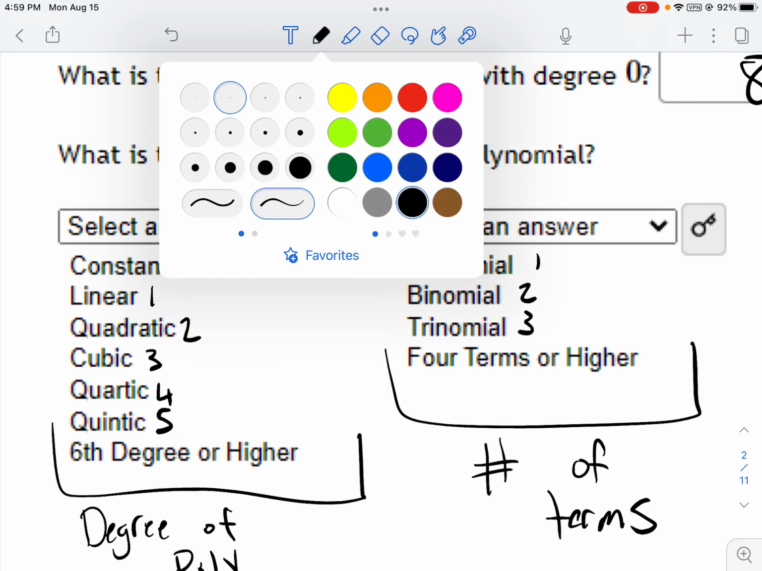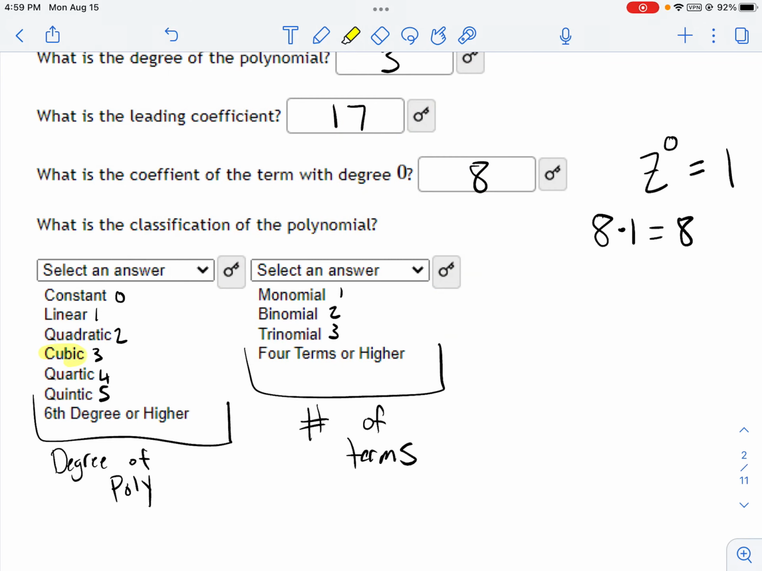So here we have a 3, which is a cubic. And then the number of terms, well, we have 1, 2, 3 terms. A term is separated out by addition and subtraction, which means 3 terms would make it a trinomial. So the classification of this particular polynomial is a cubic trinomial.